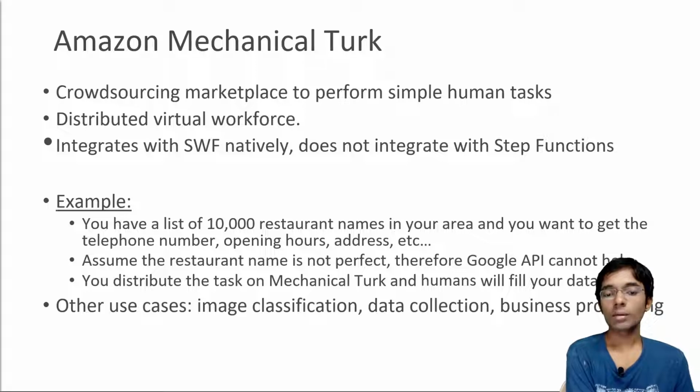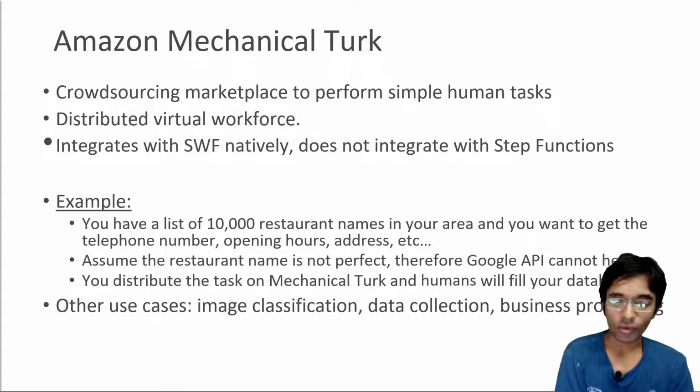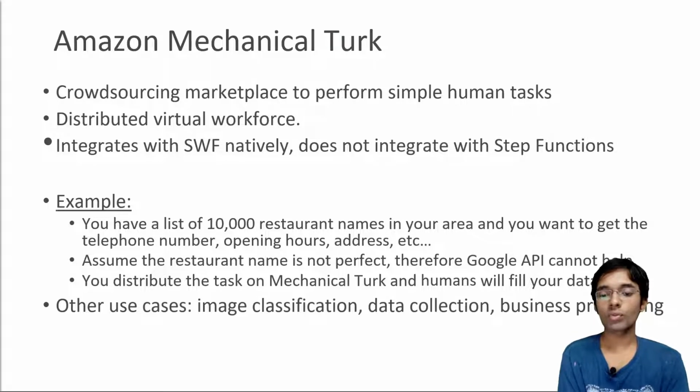So an example is if you have a list of 10,000 restaurant names in your area, and you want to get the telephone number, opening hours, address, etc., and you assume that the restaurant names are not perfect, so someone wrote those names for you, and therefore using something like the Google Maps API cannot help you. So you are going to create a task on Mechanical Turk, and actual humans will fill your database as you go, and they will get paid for every task that they perform.